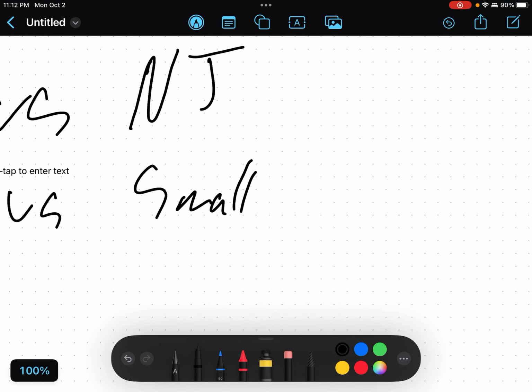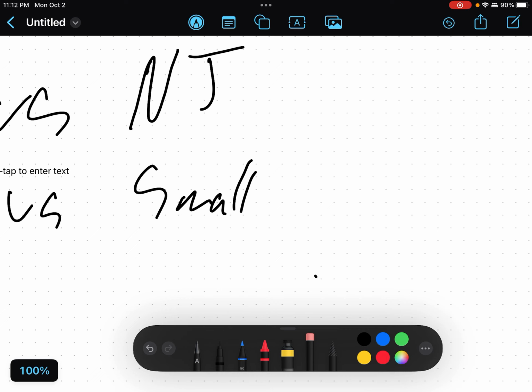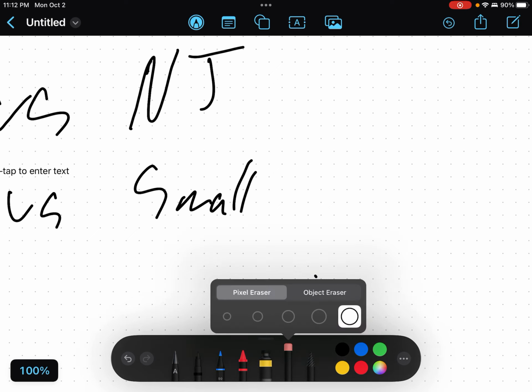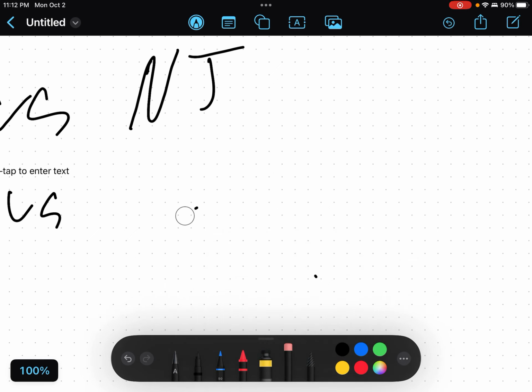And so let's go back here, okay? Find my little eraser. Bear with me, guys. I'm doing this the best I can. I'm not used to having all this technology at my disposal.